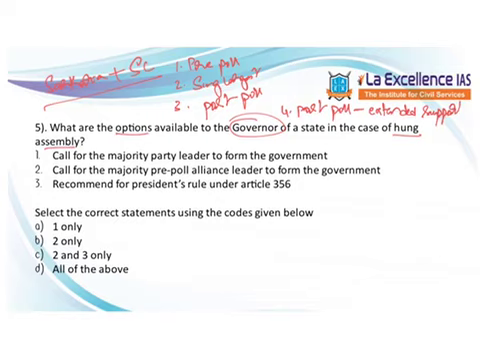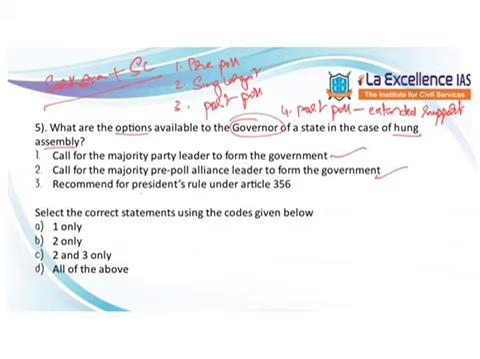So are we clear? Whenever there is a hung assembly, the governor has four choices. First, he can call a pre-poll alliance of parties to form a government. Then the single largest party which stakes a claim to form a government. Then invite a post-poll alliance of parties, a coalition who are interested in forming the government. And the last one is a post-poll alliance with extended support from the outside. So options 1 and 2 are right.